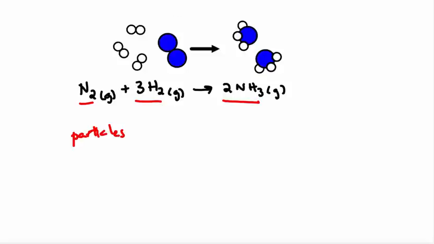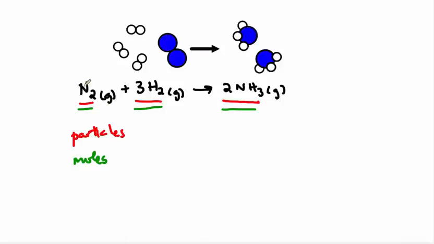This equation is also useful in terms of moles, where we can make a comparison of moles of one reactant to moles of another reactant. So we can say 1 mole of nitrogen gas will react with 3 moles of hydrogen gas to produce 2 moles of ammonia. Now, what we can't use directly is mass in grams.